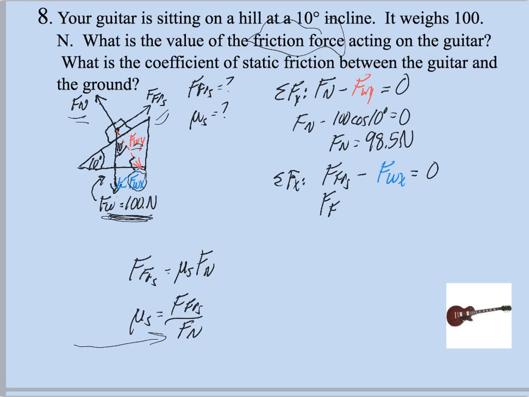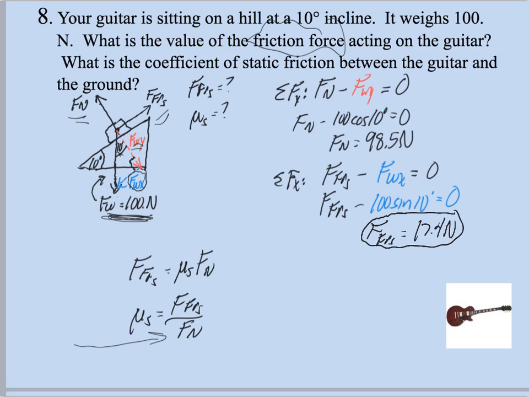Is there a way to find Fwx? Well, it's opposite the 10 degrees, and I know the hypotenuse is 100, so I can use sine to help me find that component. So 100 sine of 10 degrees, we end up with 17.4, and we know that is going to equal the friction force as well. So I now know the friction force.